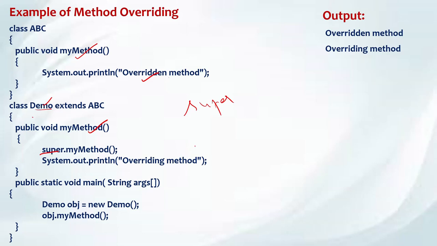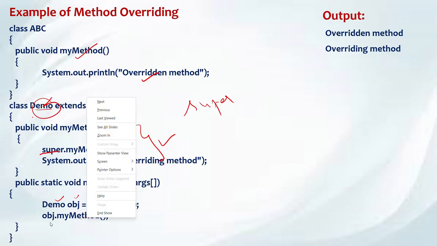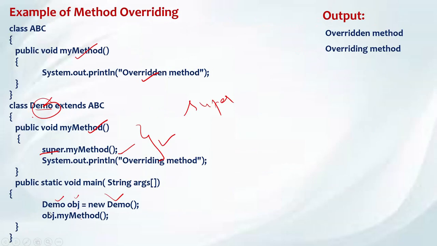Whenever you call the function, this part will be executed. Inside it we are accessing a superclass method. So let's see the output of this program. In the public static void main, I am creating an object for this demo class only, not for the superclass: Demo object is equal to new Demo, an instance of Demo. Then object dot my method.